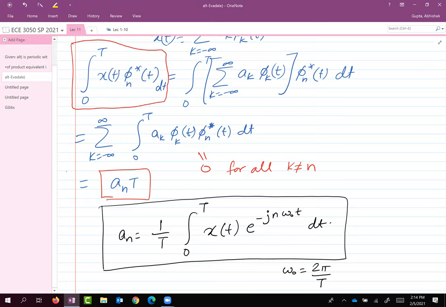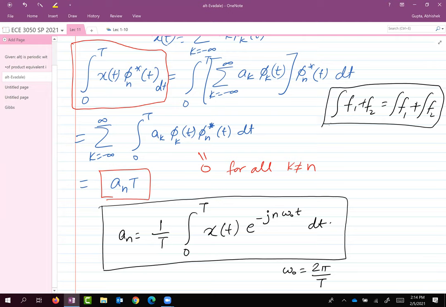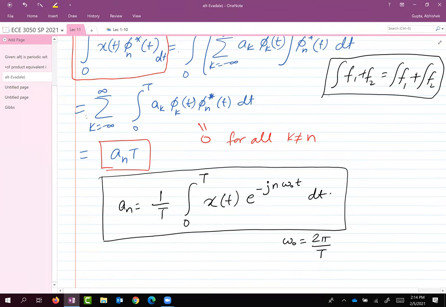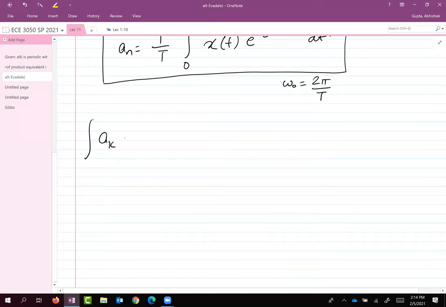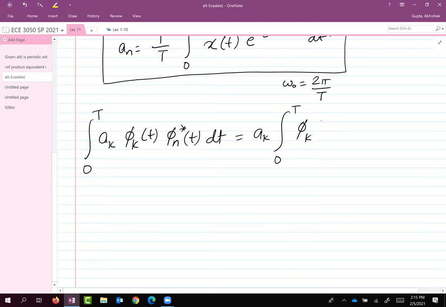Okay, good. So this step follows because the integral of f1 plus f2 is the same as the integral of f1 plus the integral of f2. The integral is an additive operator, so that's why we can go from the first equality to the second equality. Now let's look at the second to third equality. How do we get here? So I have this integral of a_k phi k(t) phi n star(t) dt from 0 to T. Now, a_k is a constant, so I can take the a_k out, and I have the integral from 0 to T of phi k(t) phi n star(t) dt.